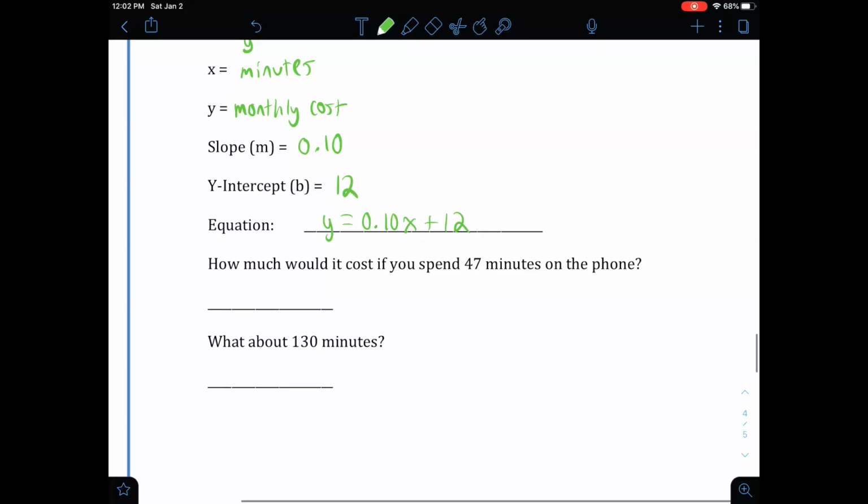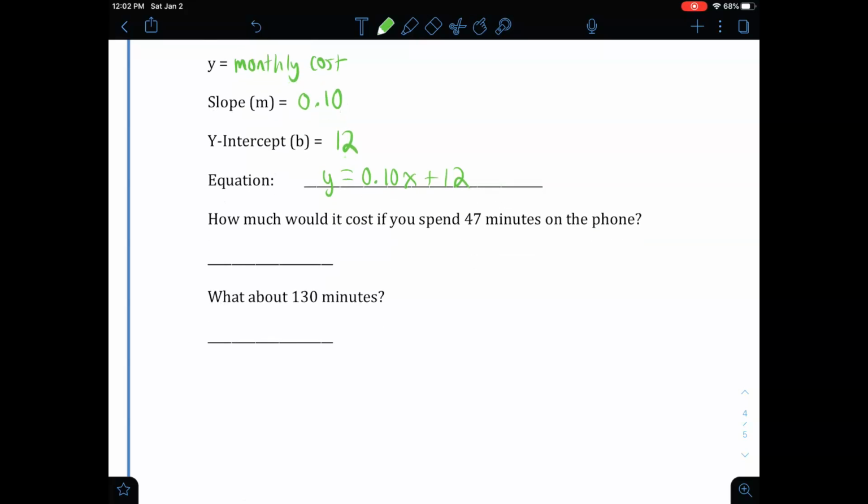All right, how much would it cost if you spent 47 minutes on the phone? Let's go over here. So we're going to plug in 47 minutes. That's our x. So we're going to do y equals 0.10 times 47 plus 12. To multiply by 0.1 is to divide by 10. We're going to move the decimal 1 to the left, so it's going to be 4.7 plus 12, and y is going to equal $16.70.